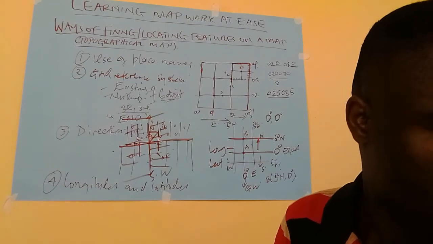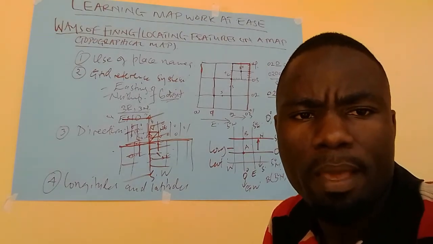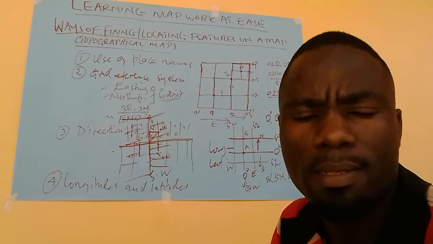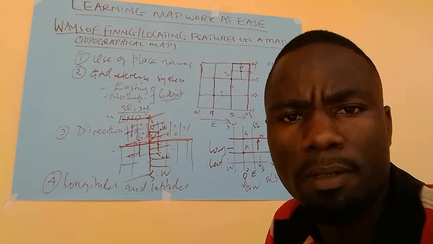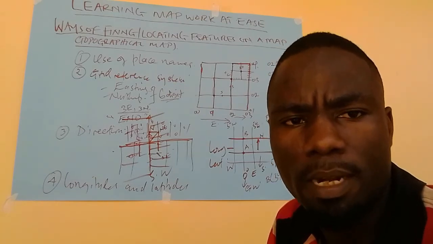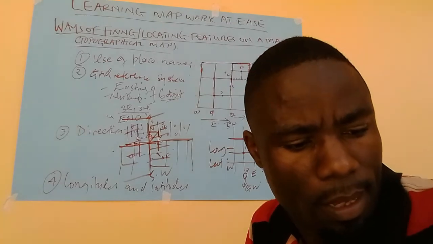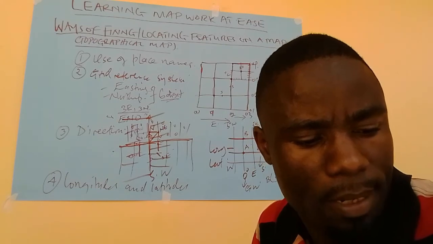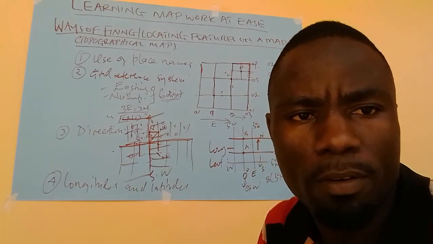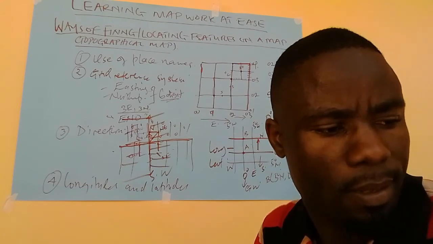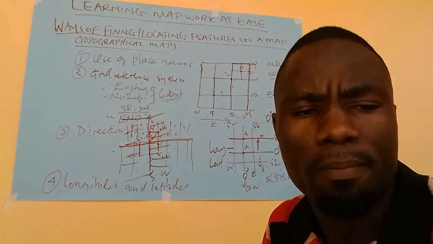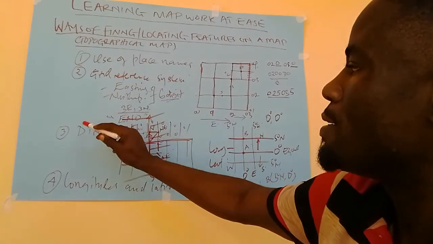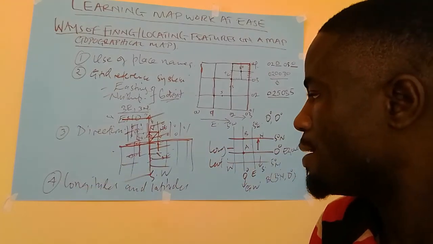Lastly, we can use bearings. Bearings are angular distances that are measured in a clockwise direction from the north line to the line of sight. We shall talk about bearings in detail later, but you can also use them as a mode of presenting evidences. However, it is somewhat technical. I recommend you to be using place names, the grid reference system, direction, and longitudes and latitudes.